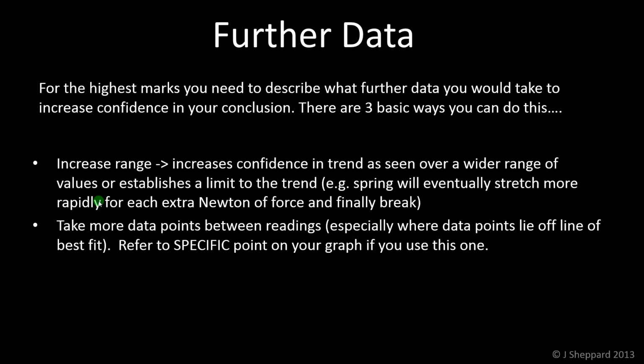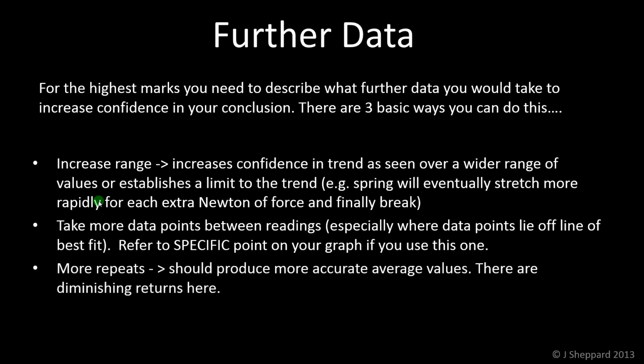So if you decide to take more data between readings, say you've taken two values of your independent variable, say whatever units 3 and 5, and you decided, well, you need a reading at 4 that you haven't got, then refer to the specific data points on your graph and explain why. So if you've got points in your graph that are off the line of best fit, you might want to investigate in more detail around those just to check what's going on there. And if it turns out that those new points you take are on the line of best fit, then you've probably got a good case for saying you have a higher confidence in your trend.